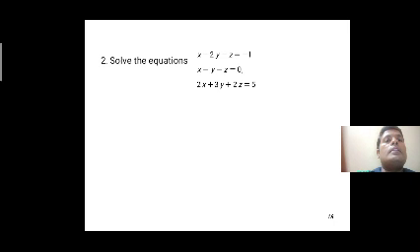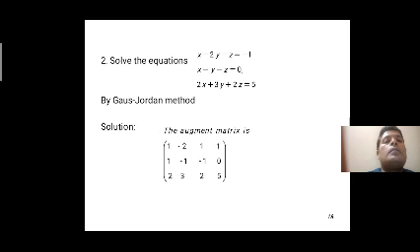Solve the equation. The second problem we have to take is x minus 2y minus z equal to minus 1, x minus y minus z equal to 0, 2x plus 3y plus 2z equal to 5. We have to write the augmented matrix. So we take the coefficients of the equations and also write the constant values. That is 1 minus 2 minus 1 minus 1, 1 minus 1 minus 1 0, 2 3 2 5.